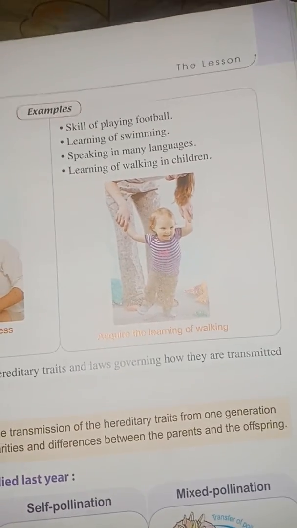But skill of playing football، learning swimming، speaking many languages، learning walking in children، they are acquired traits. مهارة لعب الكورة أو تعلم السباحة أو التحدث بعدة لغات أو تعلم المشي عند الأطفال، كل دي بسميها acquired traits، صفات مكتسبة that are not transmitted from one generation to another.